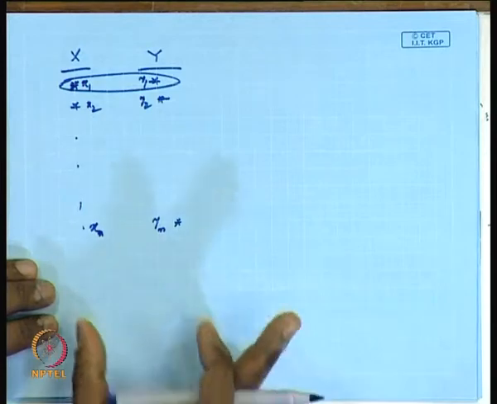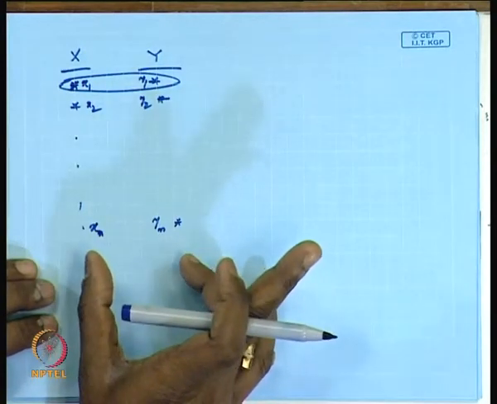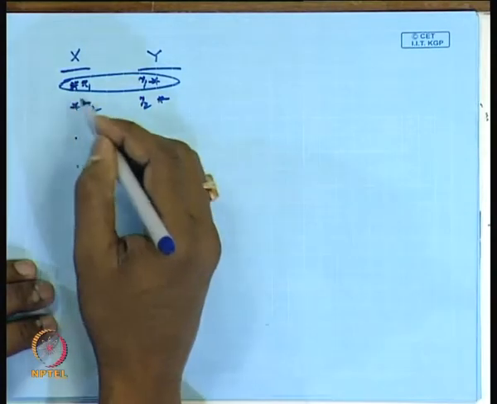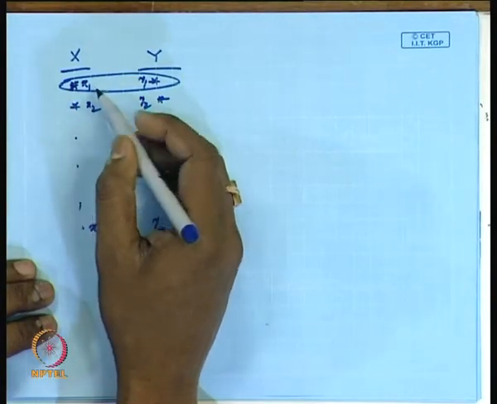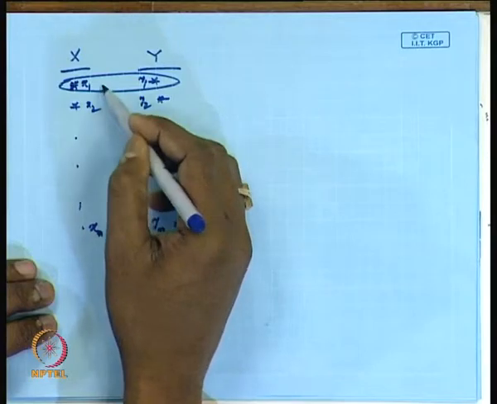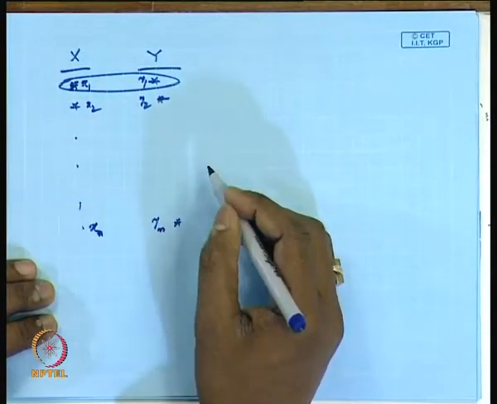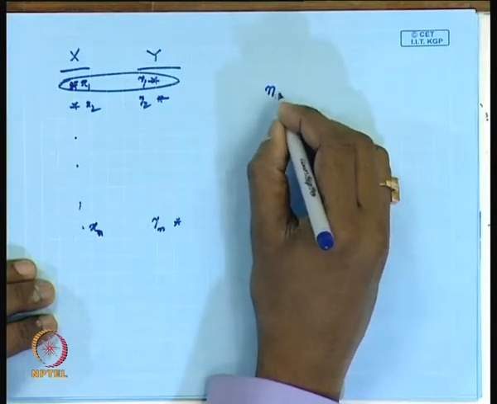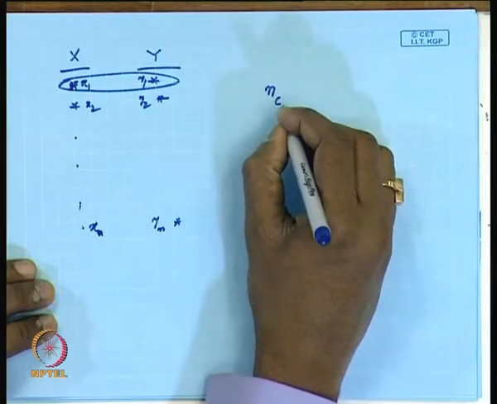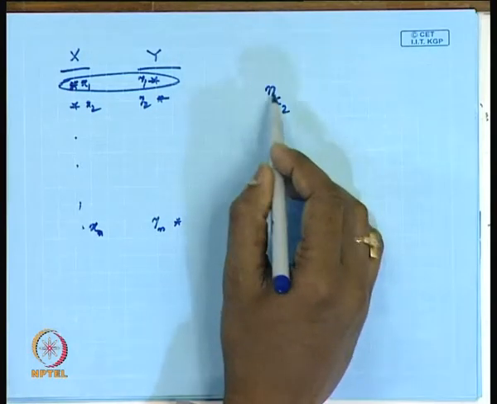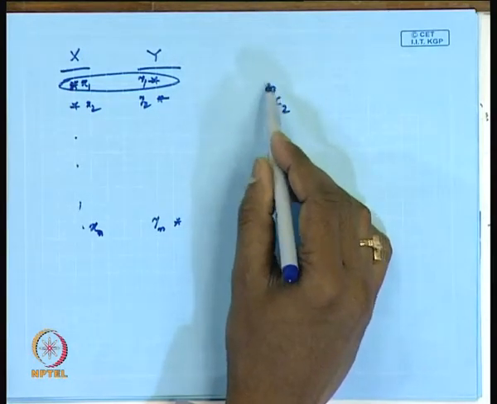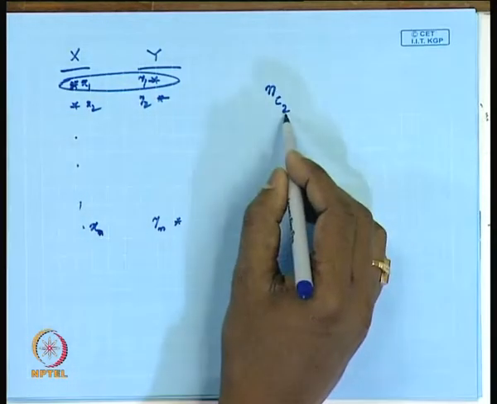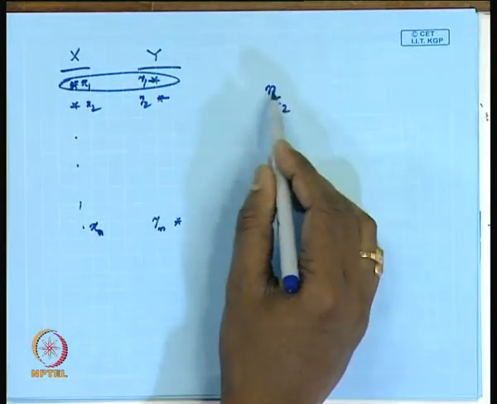Now, to know the Kendall's tau between these two series, we have to pick up two pairs out of these n pairs. Two pairs out of n pairs means the total number of pairs we will have is NC2, that is n combination 2. Out of n pairs like this, how many ways can you pick up 2 pairs? So, this is the total possibility.